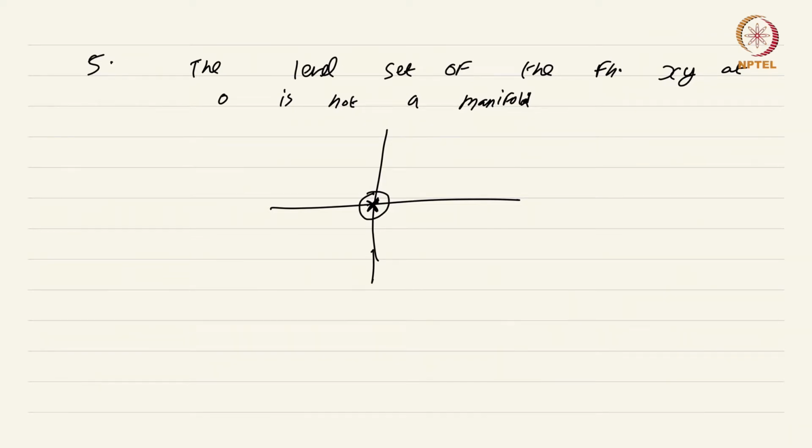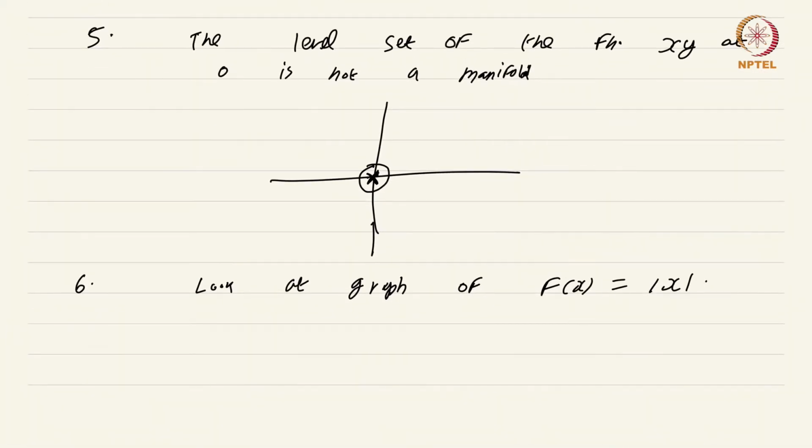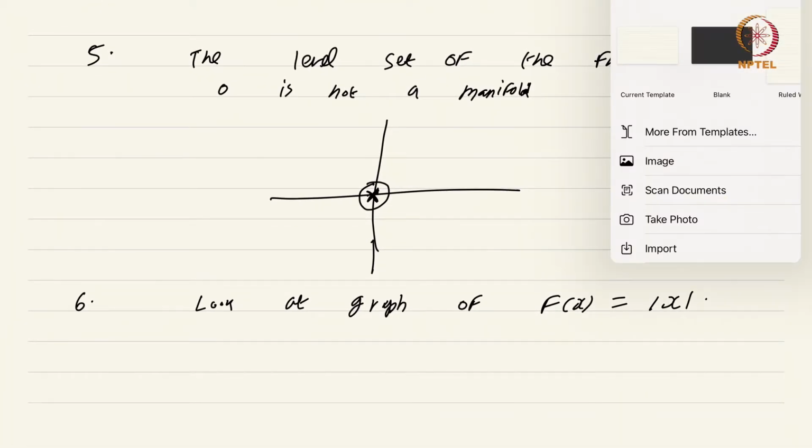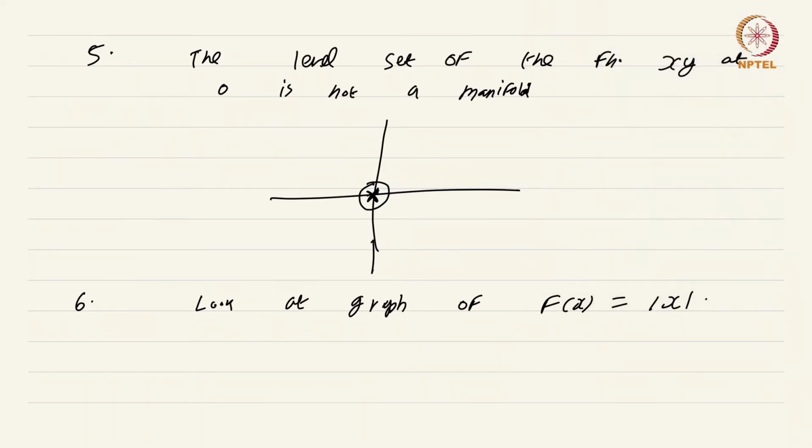Let's see another example where you have a function that's actually a graph, but it's still not a manifold. Look at the graph of f of x equal to mod x. Okay, the graph is going to look like this.